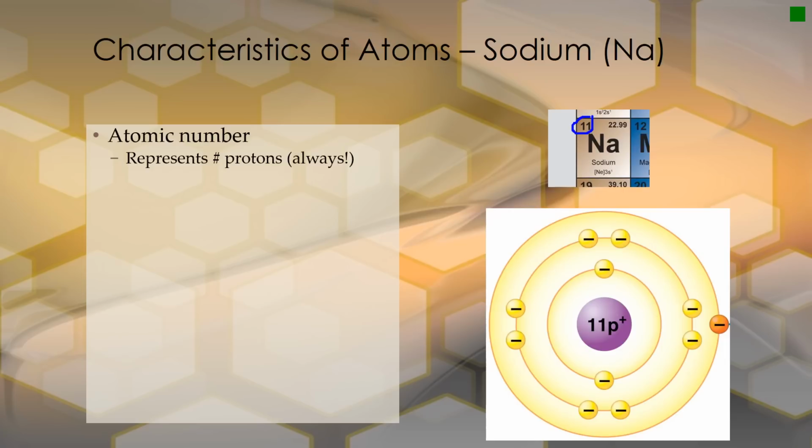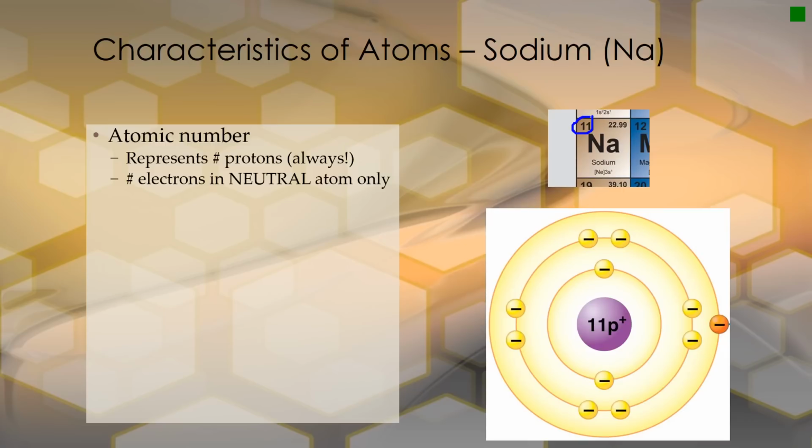It's also true if that sodium gets involved in a chemical reaction and becomes an ion. That atomic number will still represent the number of protons that's in that particular structure, whether it's an atom or an ion. The atomic number also, in some cases, represents the number of electrons, but only when you're discussing a neutral atom.